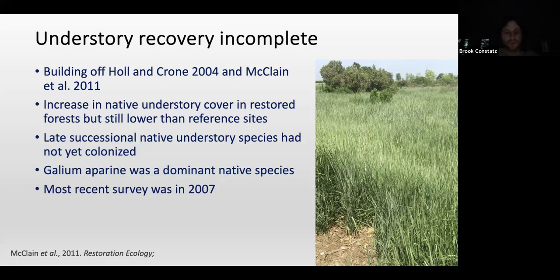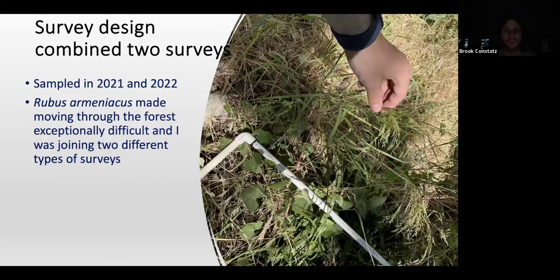And unfortunately, one of the dominant native species in the landscape was largely Galium aparine. There wasn't a lot of evenness of different native species, which was also concerning. And that survey was done in 2007. So my resurvey was a good period of time after that. And so I had to combine the two together, and I had to study the understory and overstory in the same spaces, which was a little bit of a modification of the sampling design.